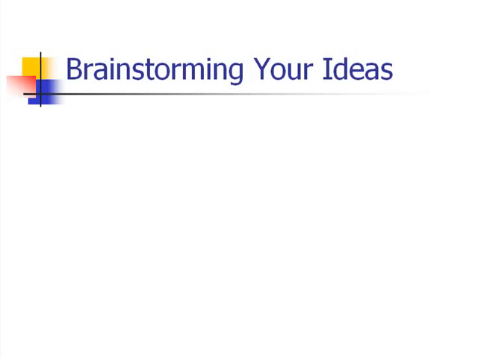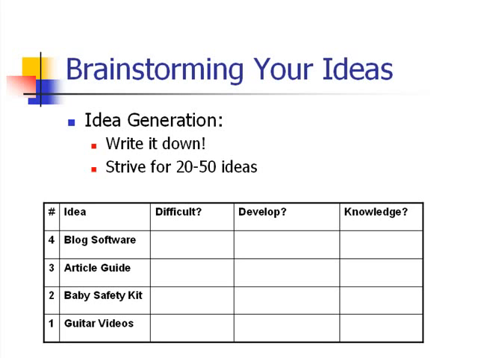Let's walk through an example of the brainstorming spreadsheet. You'll find this in detail in the ebook. Step 1, idea generation. Write down everything that comes to mind. There are no bad ideas at this point. Just do a complete brain dump onto the spreadsheet in the idea column.